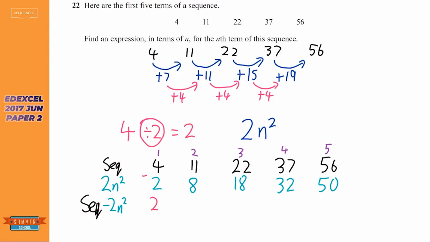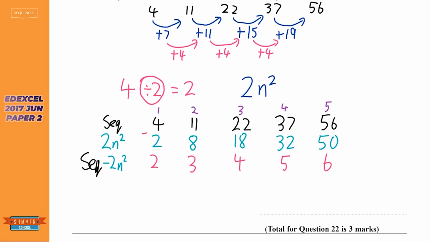11 take away 8, which is 3. 22 take away 18, which is 4. 37 take away 32, which hopefully is 5. And 56 take away 50, which is 6. Now notice we've got left a linear sequence. So all we need to do is work out the nth term of that sequence.